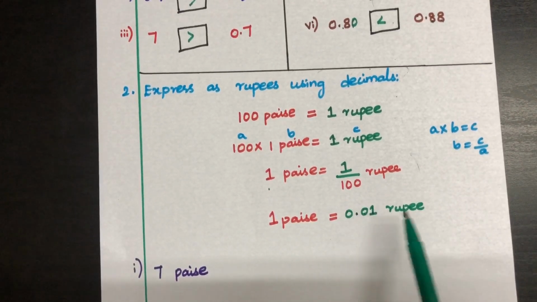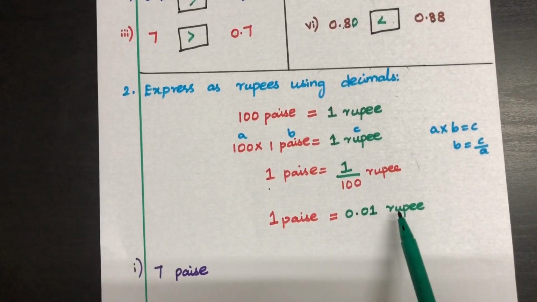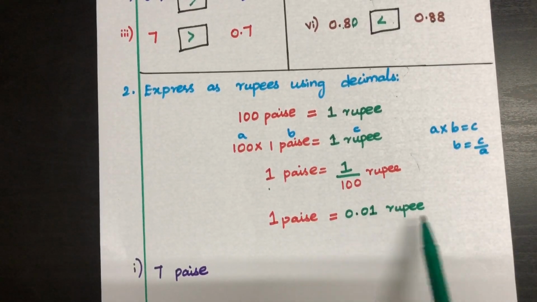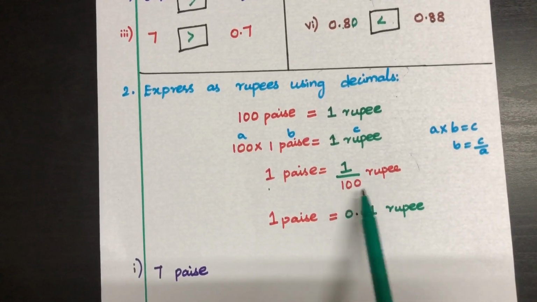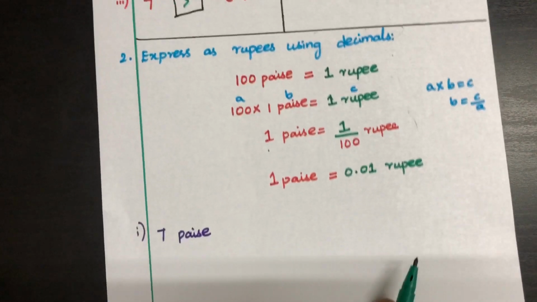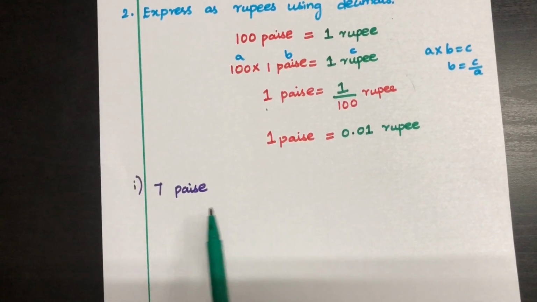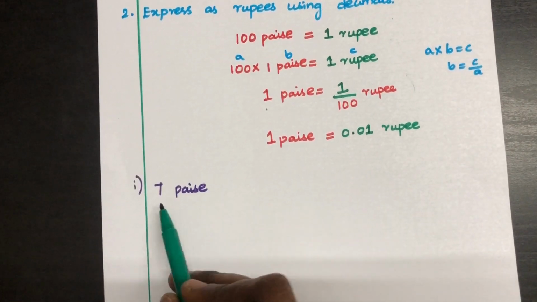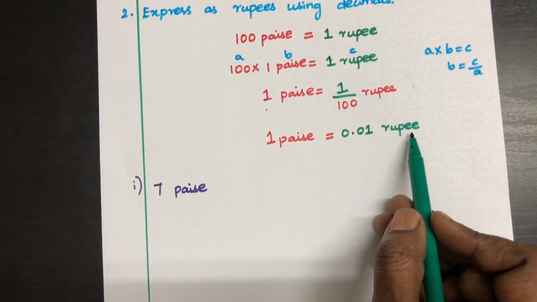If you have seen the video on decimals in our channel, we have explained it very well: how to divide a whole number by tens, hundreds, thousands and so on. Now, how to convert 7 paise into rupee? See here, 7 paise. 1 paise is equal to 0.01 rupee.